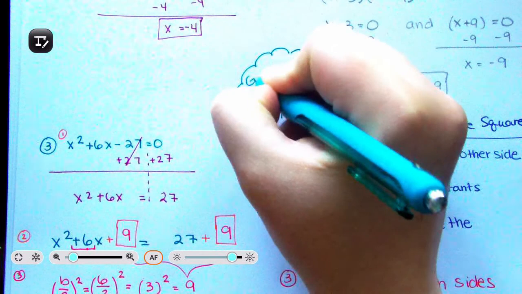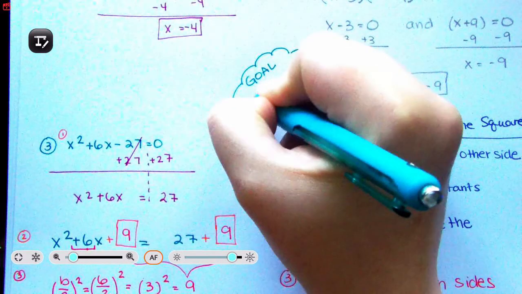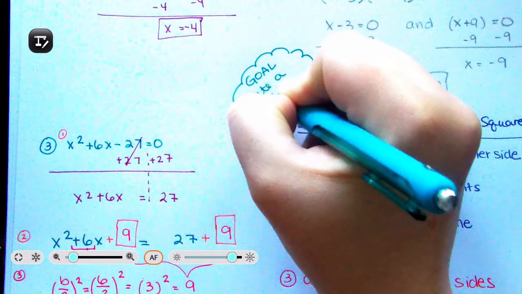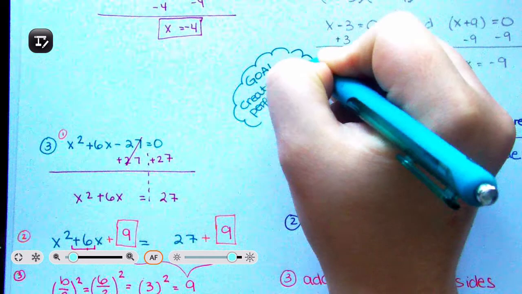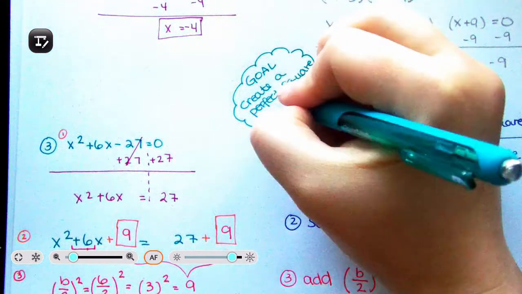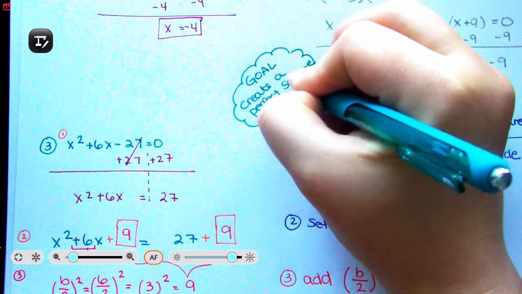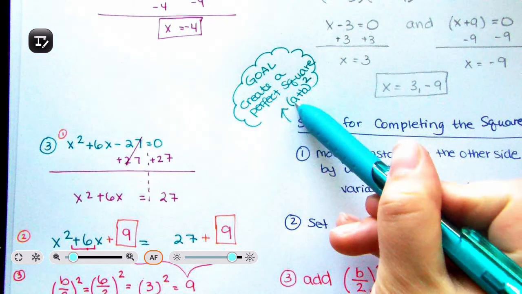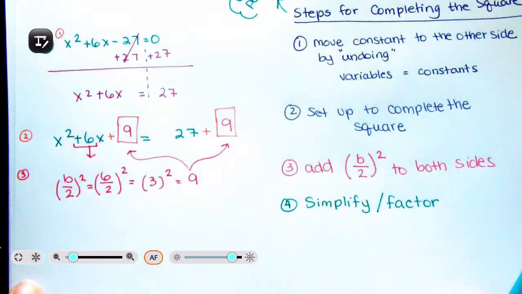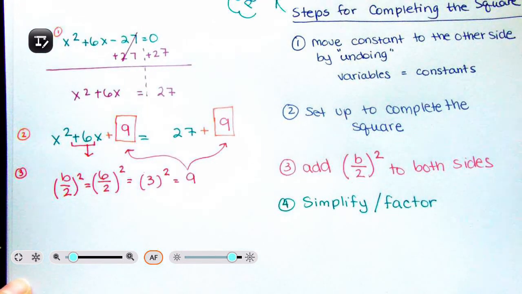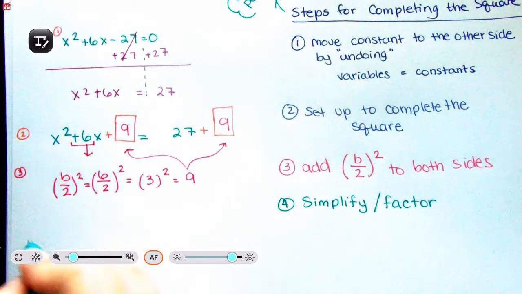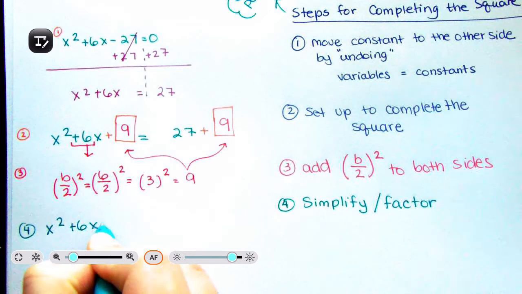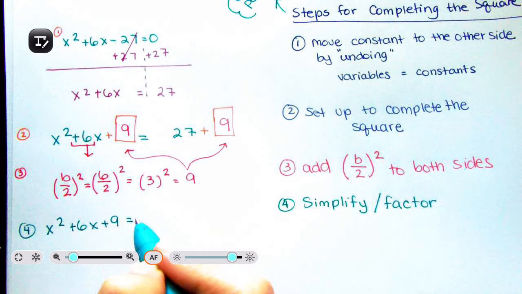Our goal is to create a perfect square. What does that look like? A plus B squared. That's our goal. After we factor, we want A plus B squared. So let's do that. I'm going to rewrite this here. So step number 4, I'm going to simplify. So I have x squared plus 6x plus 9 is equal to whatever 27 plus 9 is.